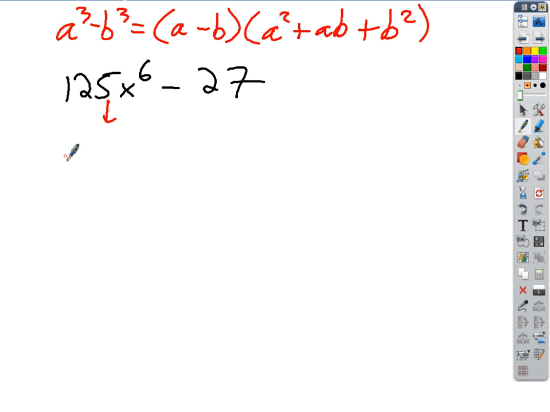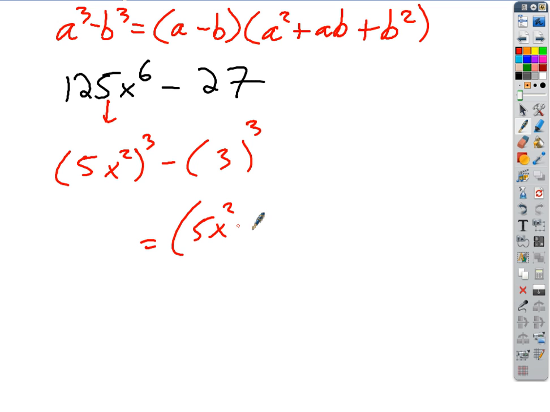125x to the sixth is going to be what quantity cubed? 5 is the number part, and then x squared. Agreed? Okay, minus what cubed? 3. Okay. So if we follow our pattern then, we get A minus B. Everybody see that? Yep. Times, now this is going to be a little weird.